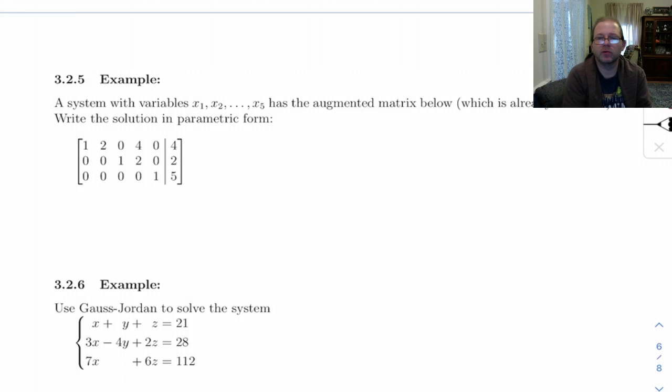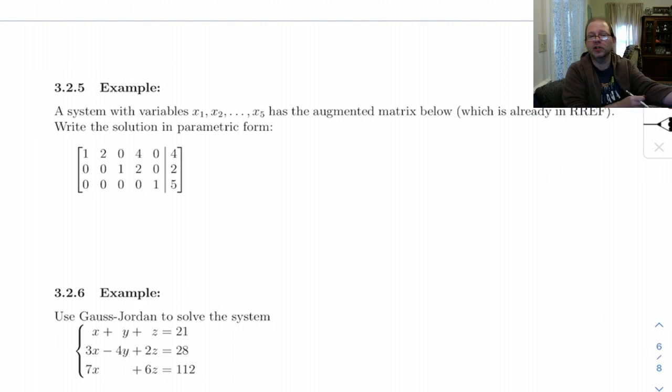These next few examples we're going to do have infinitely many solutions, so I want to show you how to write that out. We're going to do what's called writing it out in parametric form, or I call it writing a general solution. So let's see, a system with variables x1 up through x5 has this augmented matrix. And this matrix is already in reduced row echelon form. So what I want to do is write the solution out in parametric form.